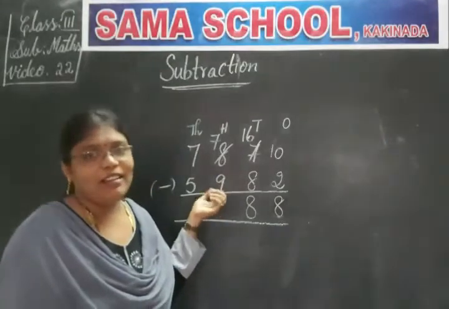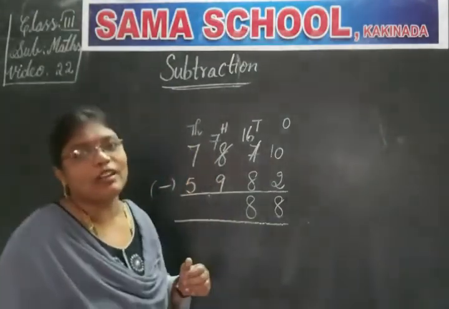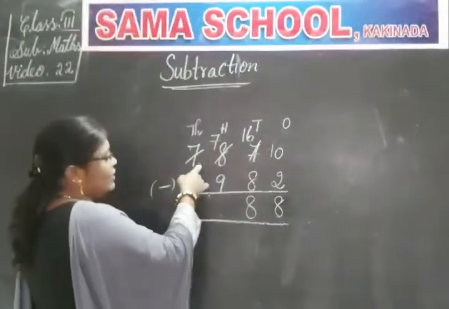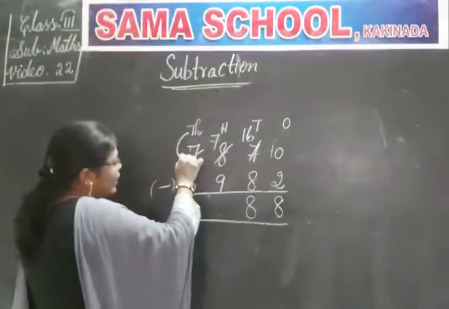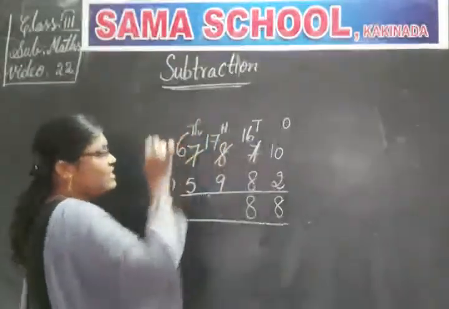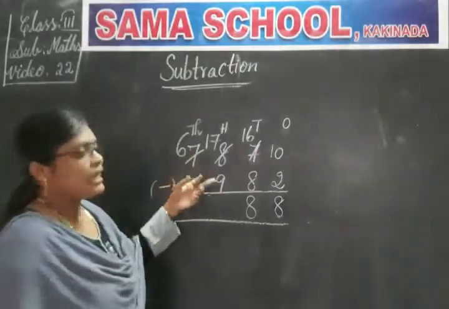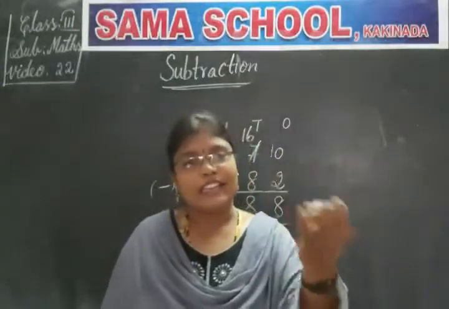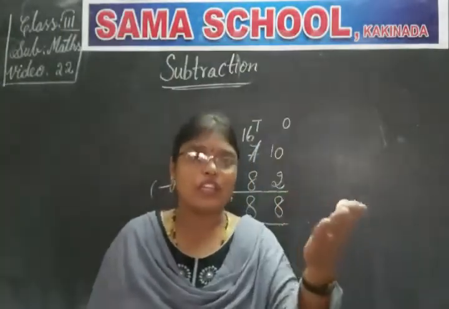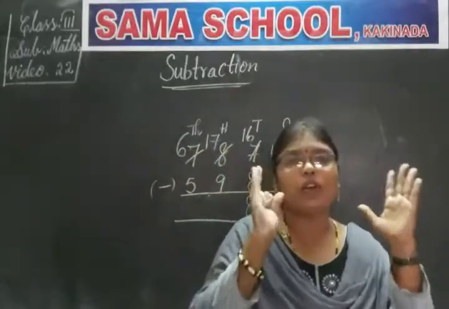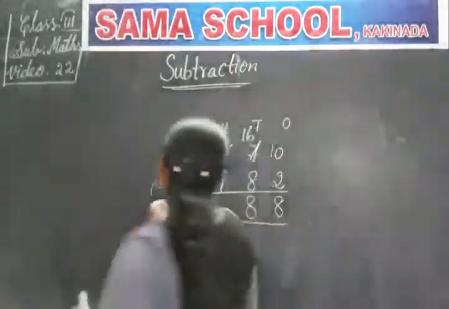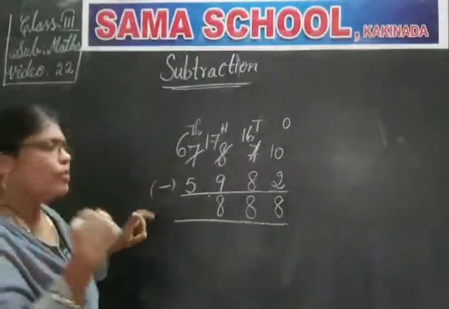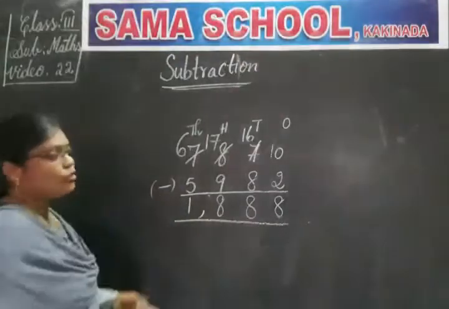And 7 minus 9. Again here 9 is the bigger number and 7 is the smaller number. So we need to borrow again from the next place. Here we have 7. If we borrow it will become 6 and this is 17. So 17 minus 9. 9 after 10, 11, 12, 13, 14, 15, 16, 17. How much? 8. 6 minus 5 is 1. So what is the difference of these two numbers?